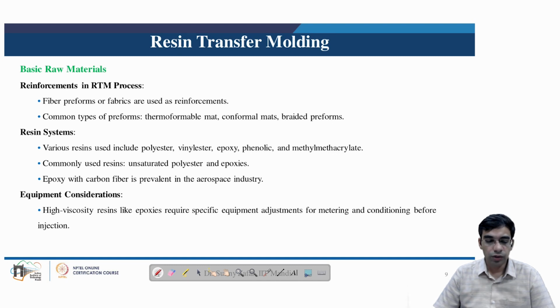Resin systems include the use of polyester, vinyl ester, epoxy, phenolic and methyl acrylate. Commonly used resins in resin transfer molding include unsaturated polyester and epoxies. Epoxy with carbon fiber is prevalent, especially in the aerospace industry. The equipment considerations of resin transfer molding include high viscosity resin like epoxy that require equipment adjustments for metering and conditioning before injection.